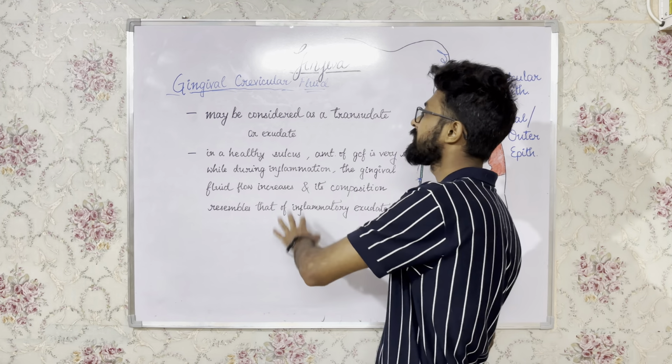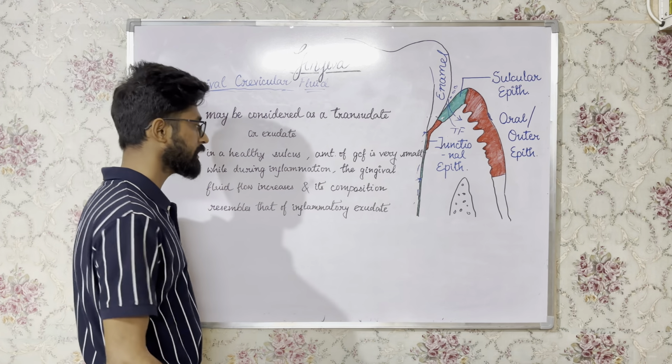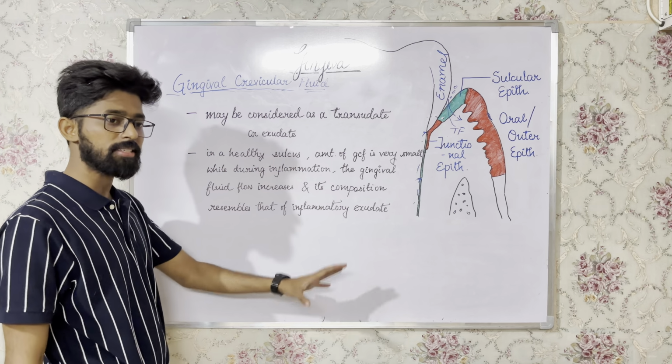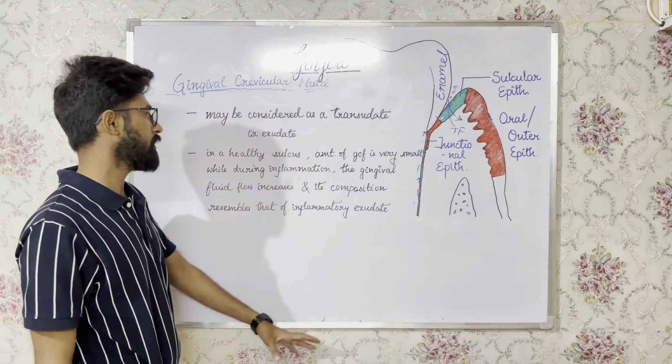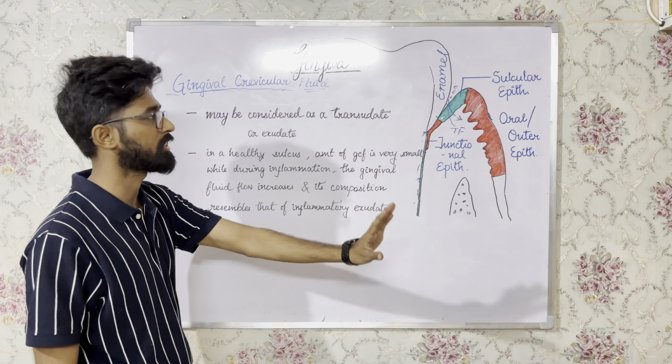GCF may be considered as a transudate or an exudate. What is transudate and what is exudate you have studied in pathology second year. I will not describe it now. In a healthy sulcus, the amount of GCF is very small, but during inflammation, the gingival fluid flow increases, and its composition resembles that of an inflammatory exudate. Okay, writing these 2 points is more than sufficient over here.